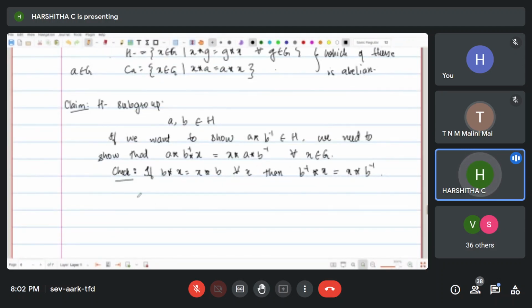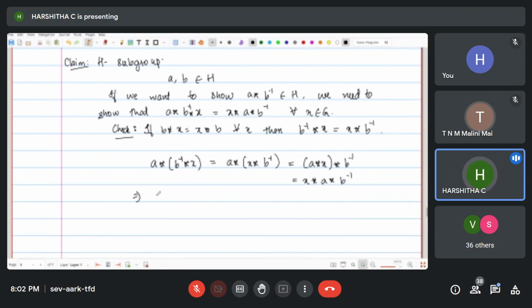So once you accept this, then you just apply it one by one. So this is nothing but A star X star B inverse. And by associativity, this becomes A star X star B inverse. Again, A is an element in H, so this can be written as X star A star B inverse. So yeah, this gives that A star B inverse is an element of H. So in fact, H is a subgroup.